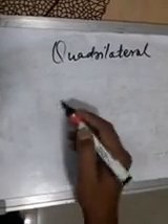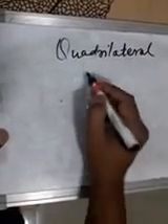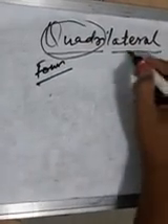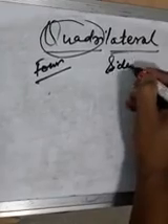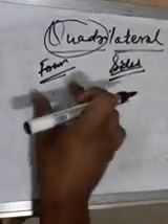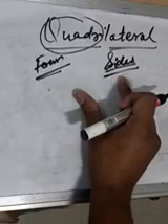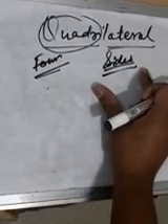So quadrilateral is, as you can see, made up of two words, that is quadri and lateral. Okay, so what is meant by quadri? Quadri means four and lateral means sides. So if we identify the quadrilateral on the basis of these two words, we can say that it is a geometrical figure that is made up of four sides.